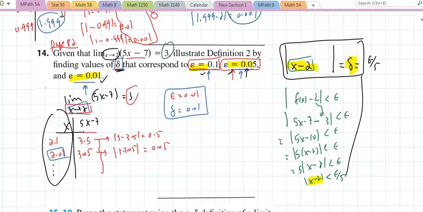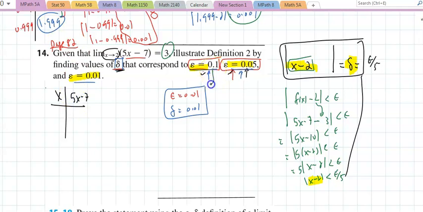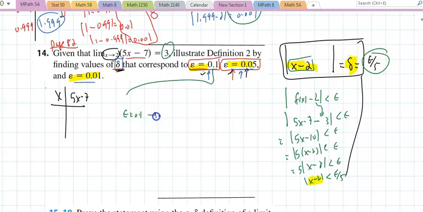And let me show you. So, instead of doing this trial and error, watch how this is going to work. I'm going to restart this problem. But now that I know this, I'm going to say 5x minus 7. I'm going to say, when you want epsilon to be 0.1, let delta equal what? If I take 0.1 divided by 5, that should do the trick.